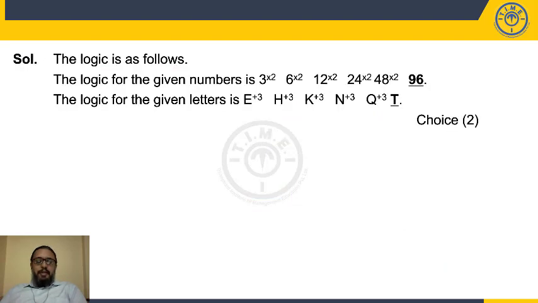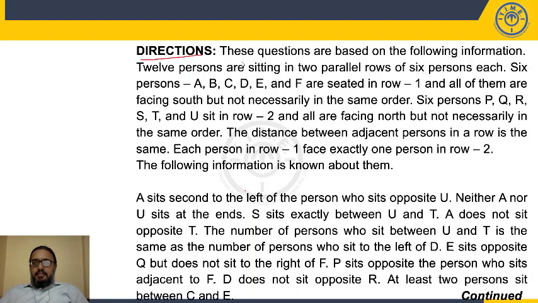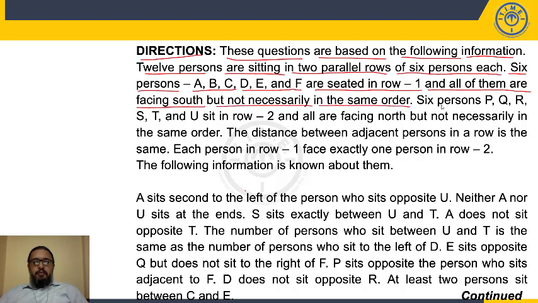Choice 2. Okay, next. Directions. These questions are based on the following information. 12 persons are sitting in two parallel rows of 6 persons each. 6 persons A, B, C, D, E, F are seated in row 1 and all of them are facing south, but not necessarily in the same order. 6 persons P, Q, R, S, T and U sit in row 2 and all of them are facing north, but not necessarily in the same order. The distance between adjacent persons in a row is the same. Each person in row 1 faces exactly one person in row 2.